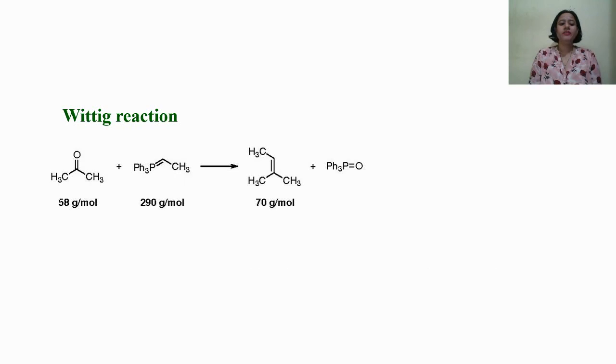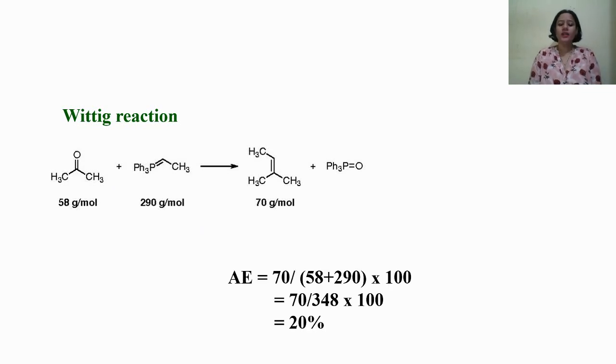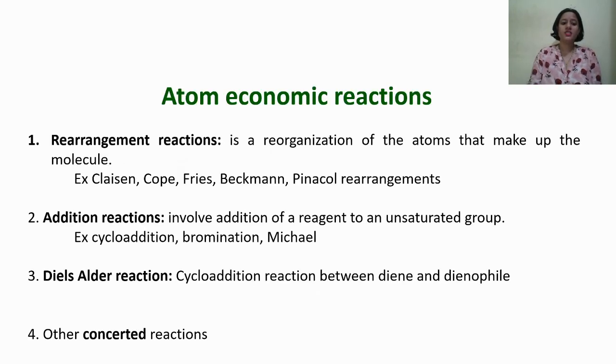Now, another example is the Wittig reaction. In the Wittig reaction, acetone is treated with Wittig reagent, and the product obtained is an alkene. Here we calculate the atom economy by dividing the formula weight of the product alkene, which is 70, by the molecular weights of the reactants, 58 and 290. So the atom economy of this reaction is very low, 20%, because you can see here that triphenyl phosphine oxide is generated as a waste, and so the atom economy of this reaction has reduced drastically.